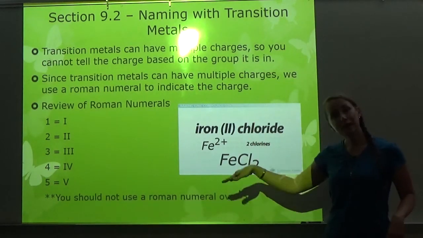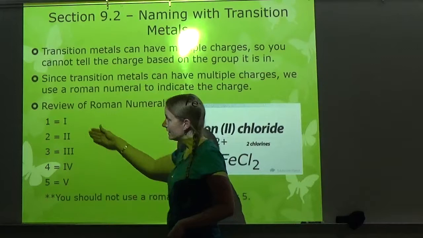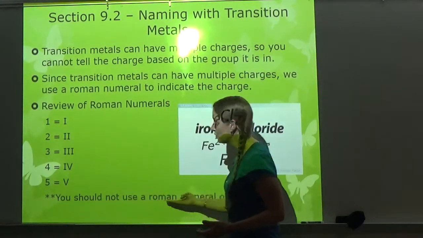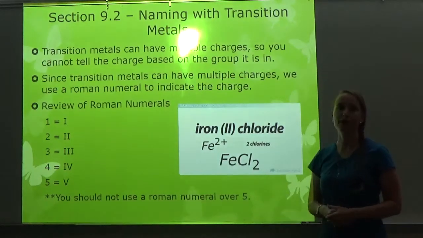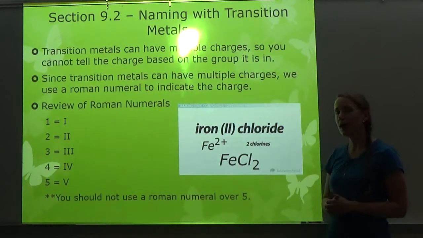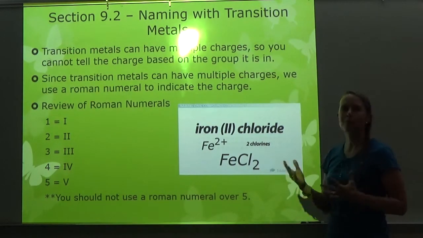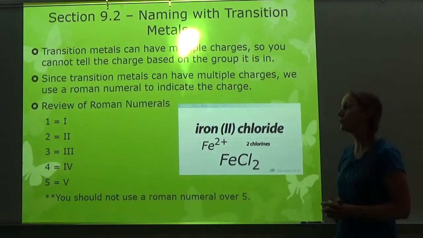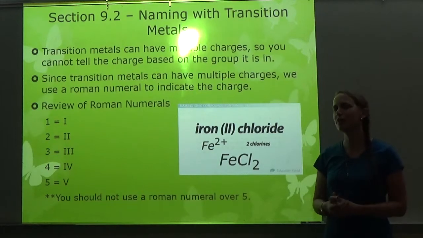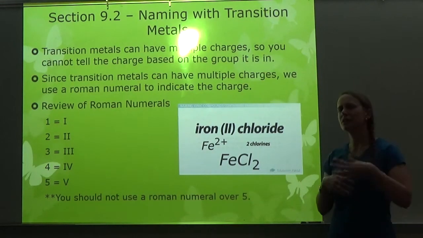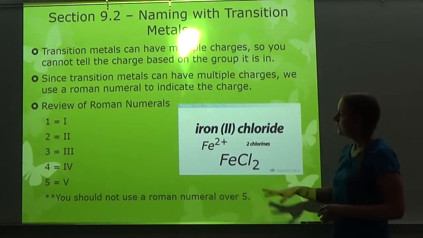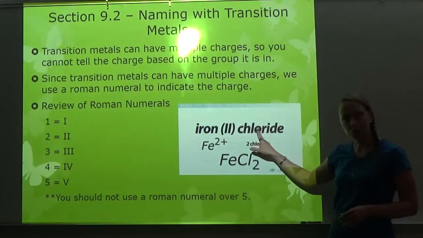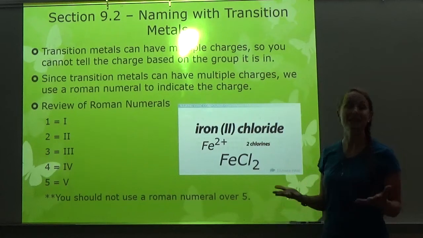So just as a friendly reminder of Roman numerals, these are 1 through 5. Notice I'm not showing you more than 5 because you're probably not going to see more than 5. Even 4 and 5 are pretty uncommon, but seeing more than that would be even more uncommon. And so in here we won't see anything greater than 5. So if you feel like you should have a Roman numeral of 8, then just reassess what you're thinking. Okay, and so our names will look like this. So this is iron, Roman numeral 2, chloride. So we'll have a Roman numeral in the name.